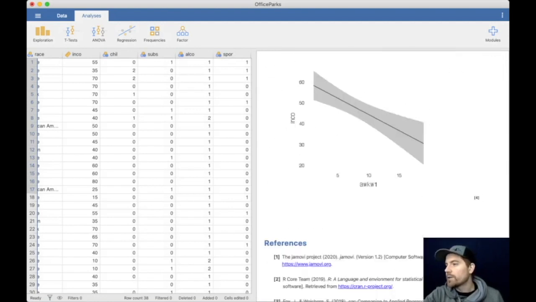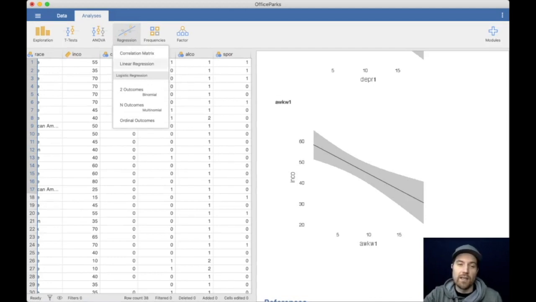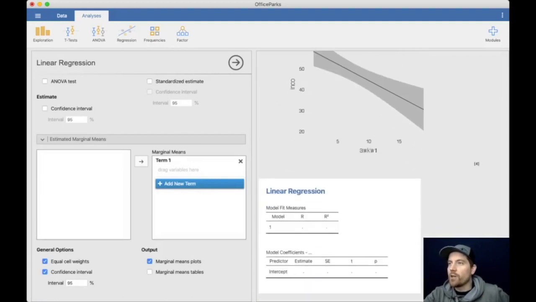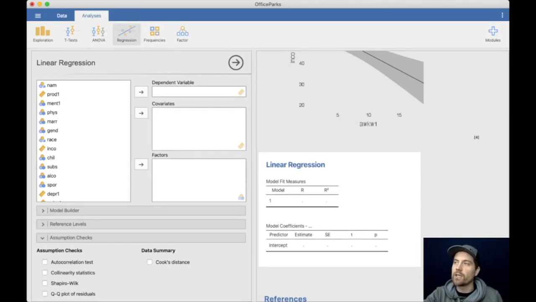But maybe we also wonder if productivity interacts with another variable, maybe with whether or not they're married. That's totally not based on theory or research. It's just totally for an example. So let's start a new regression analysis. I just went up to Regression, clicked Linear Regression, and this popped up.